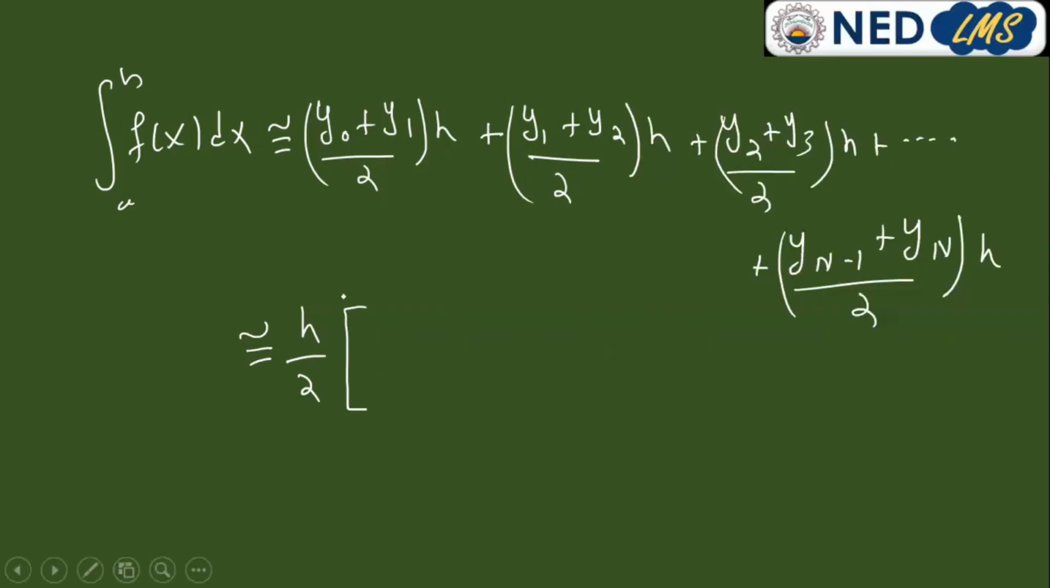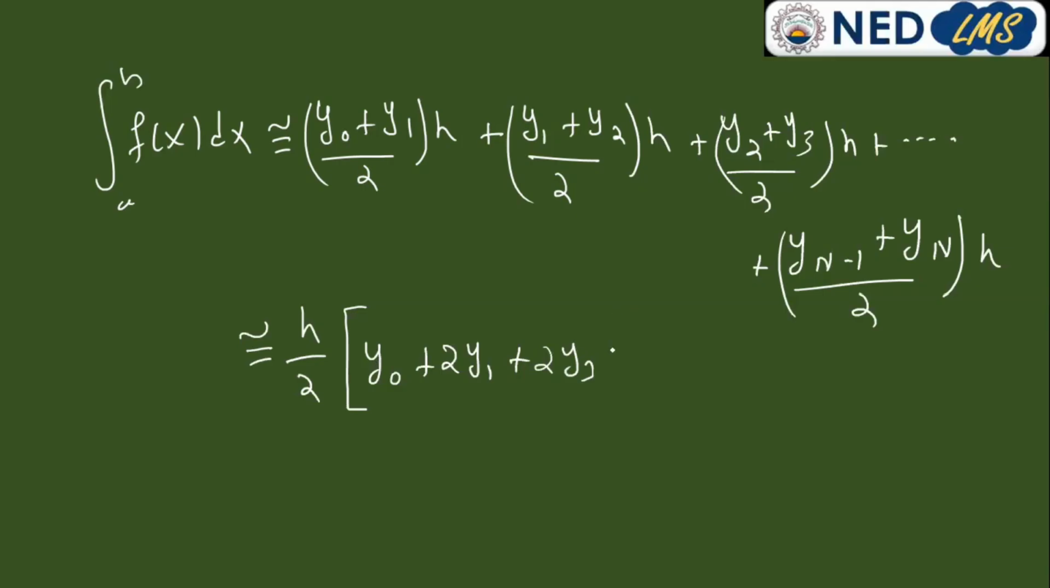Whatever is left inside, with h upon 2 taken out as a common factor, is y0 plus y1, and we will also get y1 over here and y1 here as well. So that will become y1 plus y1, that is 2 times y1. Keep in mind h by 2 is taken out as a common. Similarly, I will get y2 plus y2, 2 times y2.